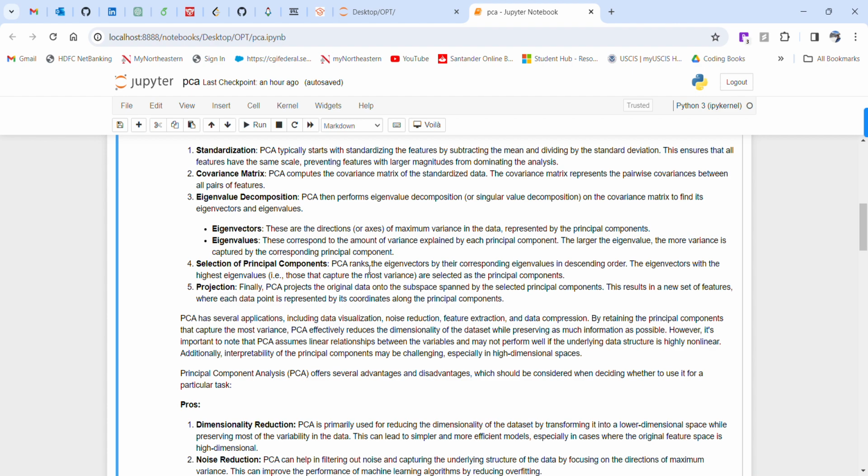While PCA also simplifies the data, interpreting the principal components can sometimes be challenging, especially when dealing with complex datasets. And although it aims to retain the essential features of the data, there is inevitably some information lost during the dimensionality reduction process.